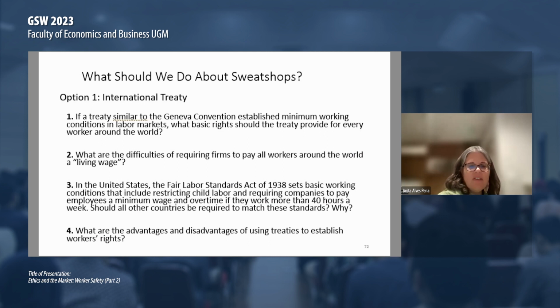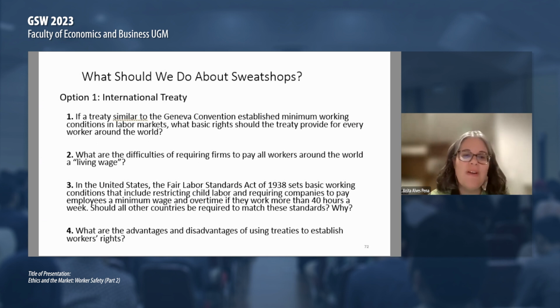In the US, the Fair Labor Standards Act of 1938 set out basic working conditions that included restricting child labor and requiring companies to pay employees a minimum wage and overtime if they worked more than 40 hours a week. You could imagine a case where something like that was extended as a standard to multiple countries. And this is not to say that the Fair Labor Standards Act of 1938 is working so well that it should definitely be a model for the world, right?